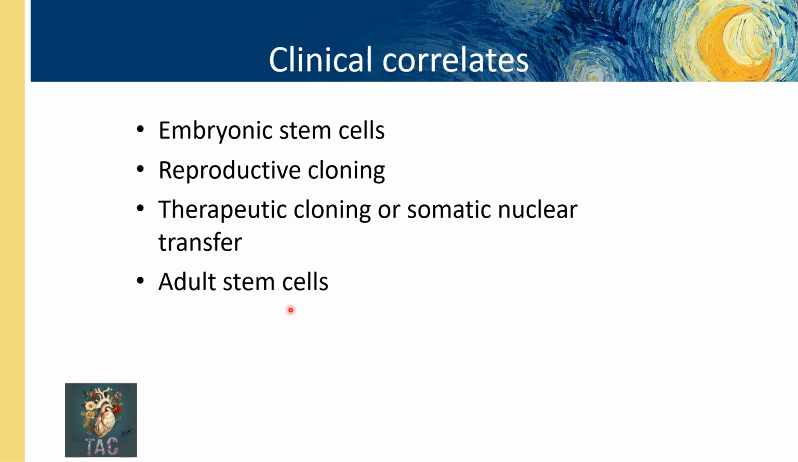Adult stem cells are taken from the adult. These are multipotent stem cells, not totipotential or pluripotent stem cells, and these cells can be used to treat certain conditions like Parkinson's disease. But the disadvantages of this approach are the slow rate of division and the scarcity of the cells.